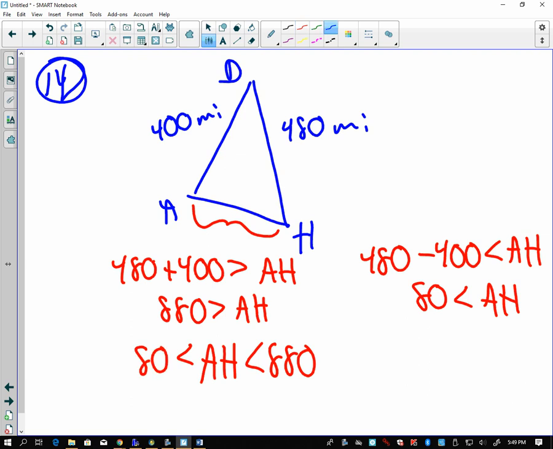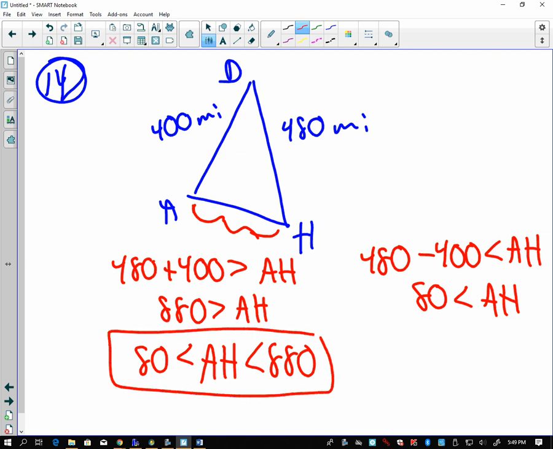And if I plugged in 80 here, well, 80 plus 400 is not greater than 480. They have to be at least 81. And if it was greater than 880, let's say it was 881, then 400 plus 480 isn't greater than it. So it's got to be between there. It's got to be less than 880 and greater than 80. So this is my answer right here, the range of values.